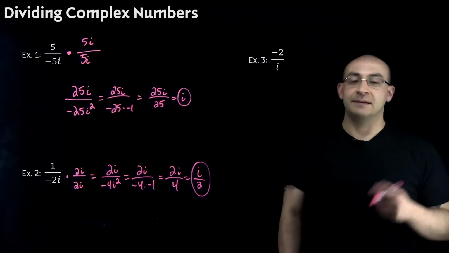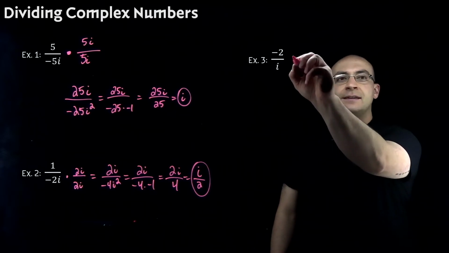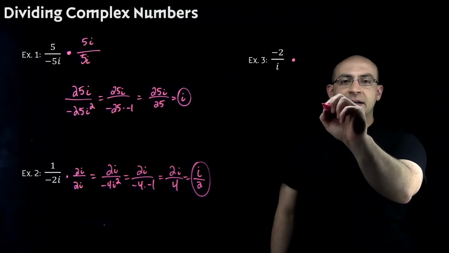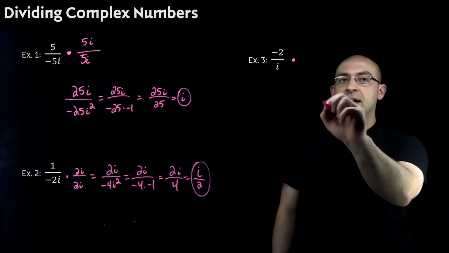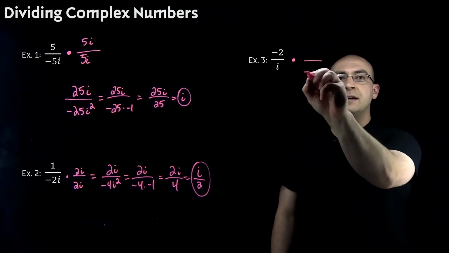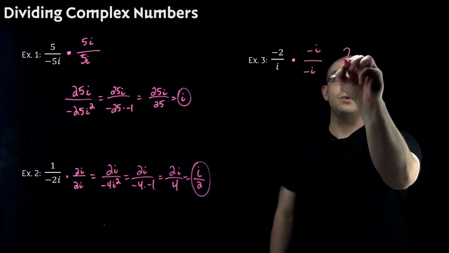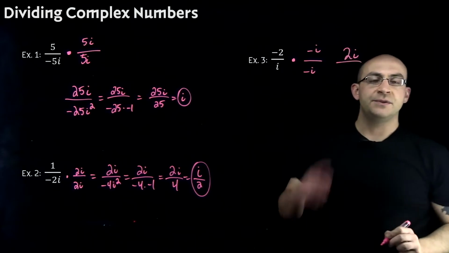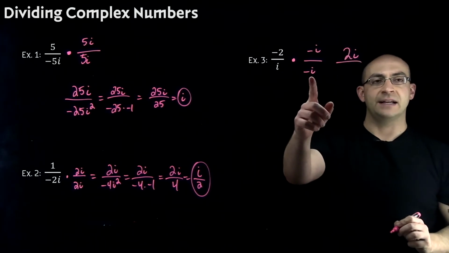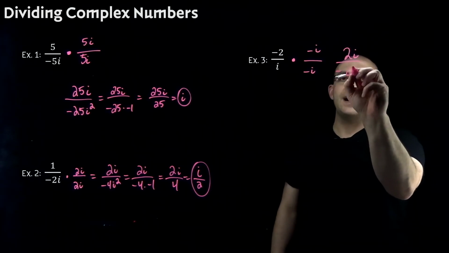Negative 2 over i. Let's do it. If i is a denominator, the complex conjugate is negative i. So I'm going to make a new fraction, multiply by negative i on top and bottom. That's going to give me 2i in the numerator. The denominator is going to be i times negative i, or negative i squared.